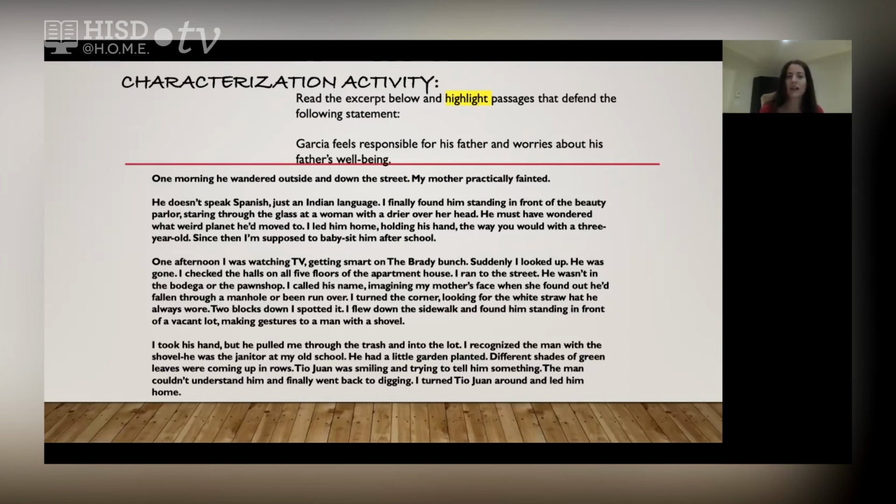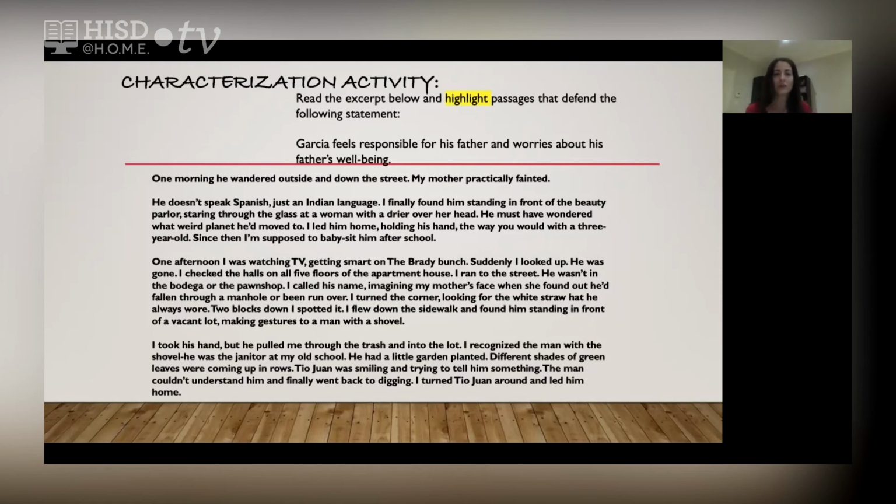So your job is to find examples where Garcia feels responsible for his dad and worries about his dad's well-being. And you'll notice, again, these vignettes are all connected because last week we read together the chapter Wendell. And you may recall Wendell was a janitor. So here in this last paragraph, Garcia took his father's hand, but he pulled me through the trash and into the lot. I recognized the man with the shovel. He was the janitor, Wendell, at my old school. So we're getting to learn about the characters from other people's perspectives.